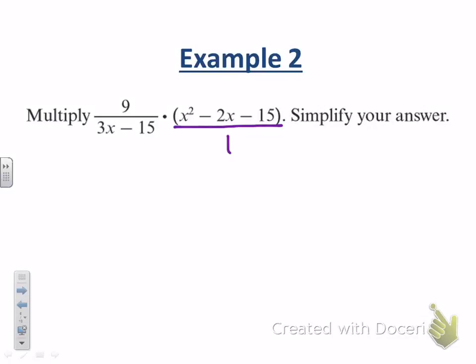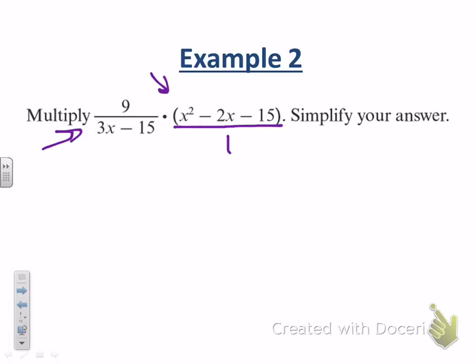When we multiply fractions, we are allowed to cancel, cross cancel, top to bottom, right? What are we allowed to cancel? Factors, right? So in order to figure out what the factors are that I can cancel, what do I need to do to 3x minus 15 and x squared minus 2x minus 15? I need to factor those expressions, right? If I can cancel common factors when I'm multiplying, I need to find out what the factors are.